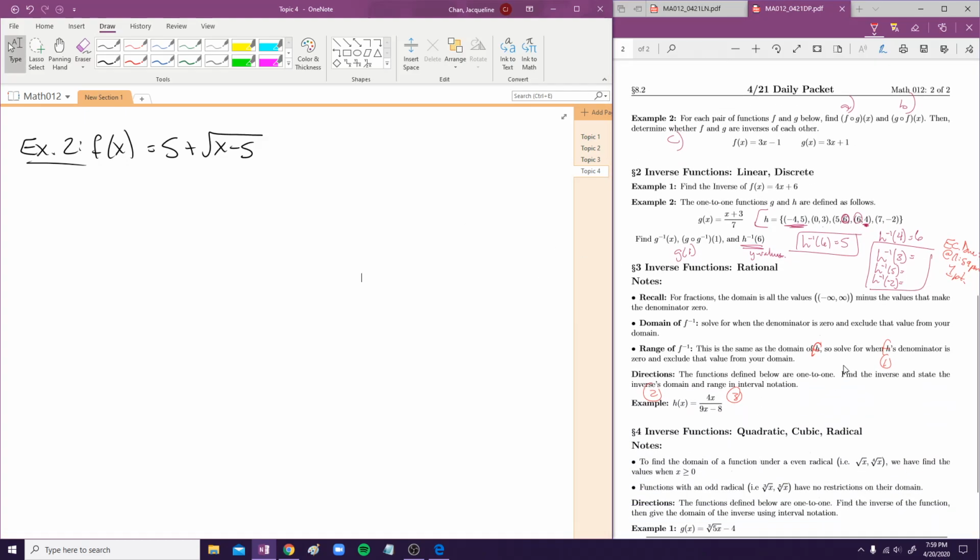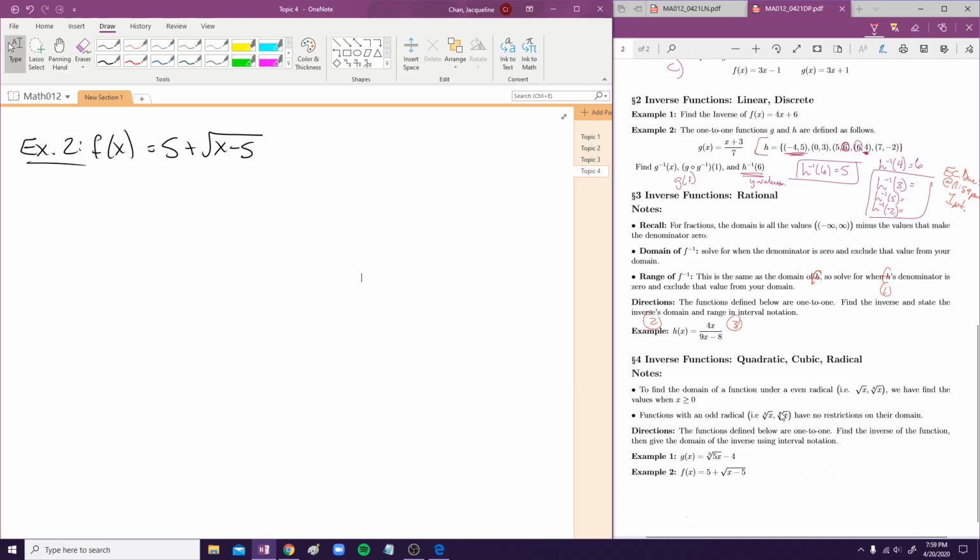For a rational function, we know that it has to be when the denominator is equal to 0. So in this case, it's easier to find the domain of F inverse by just finding the domain, and then the range by finding the domain of F, right?